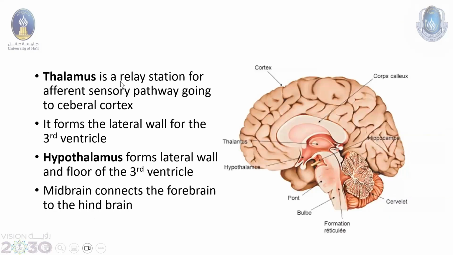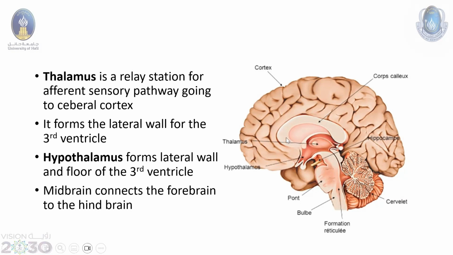So thalamus is a very important structure within the diencephalon. We'll not go into details. As I said, it will have a separate class where we'll discuss the thalamus and hypothalamus. So we'll just briefly tell you here. Thalamus is an important relay station for afferent sensory pathways going to the cerebral cortex. So all the sensory paths will relay into this thalamus.